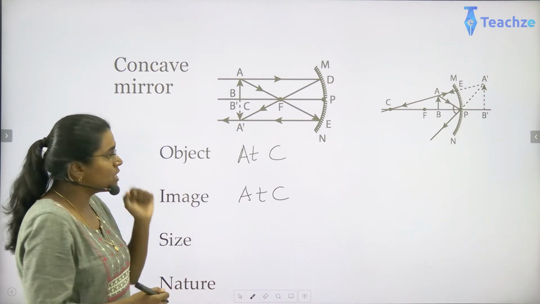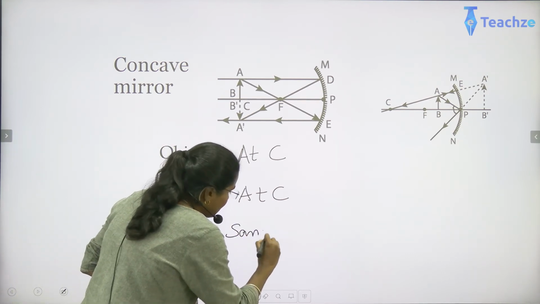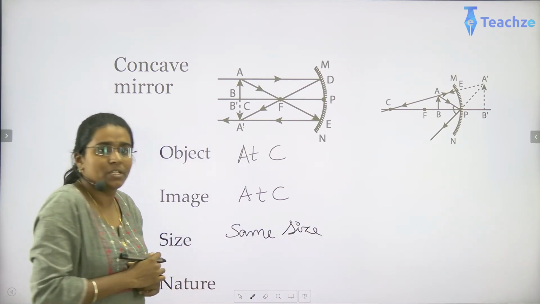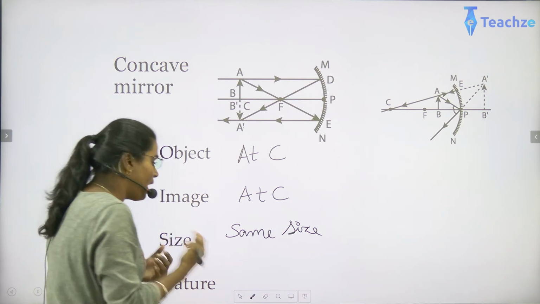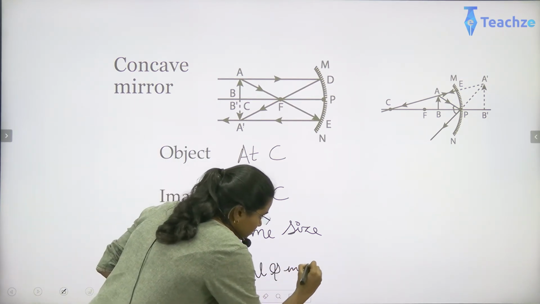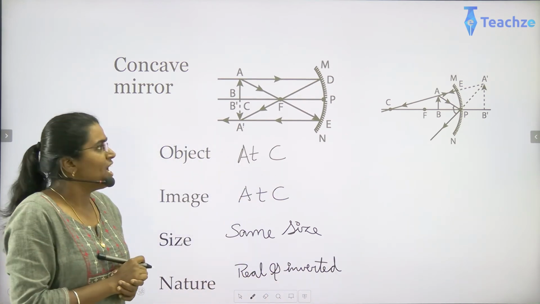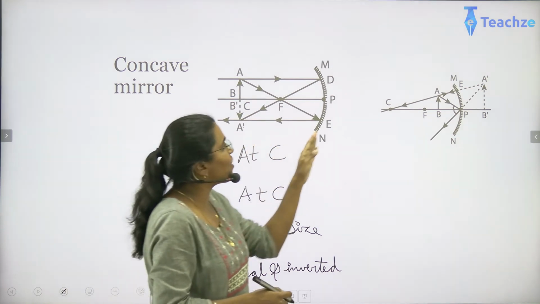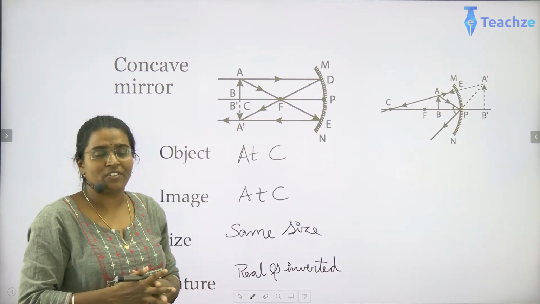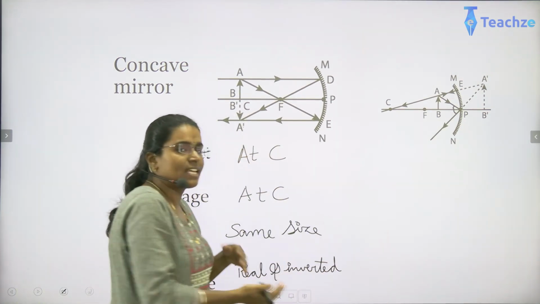So the size will be the same. There is no change in the size. The size of the object and the image will be the same. Again, it is real and inverted. But can you see, is it the opposite of the fifth case? No. So now we will have to study this case separately.